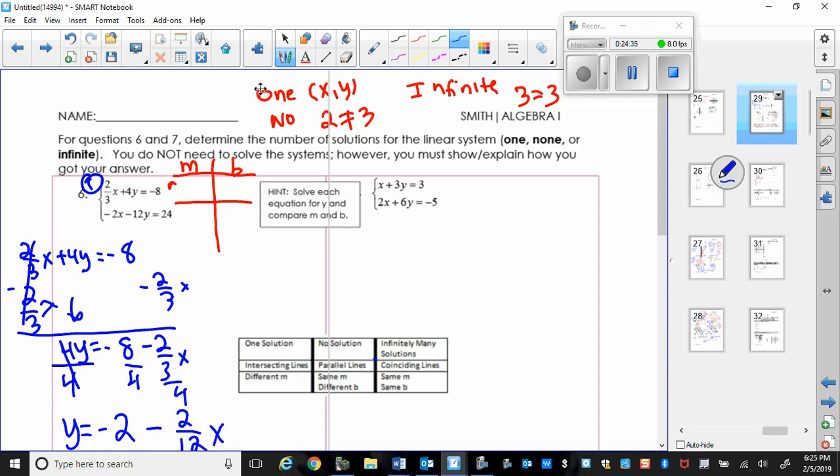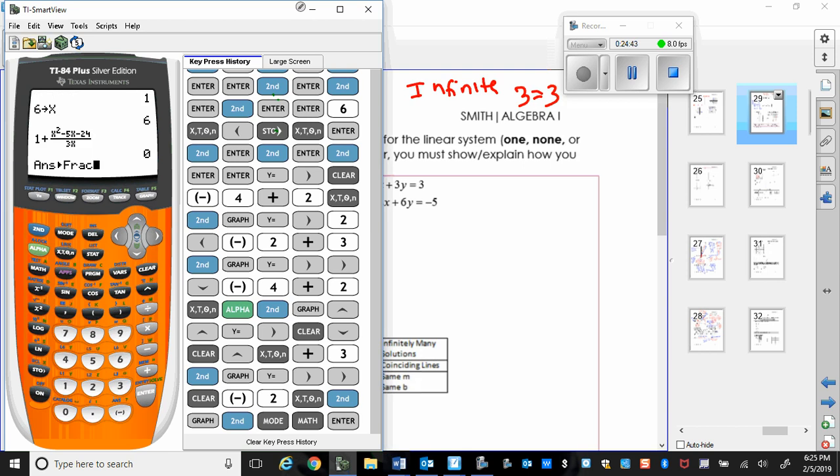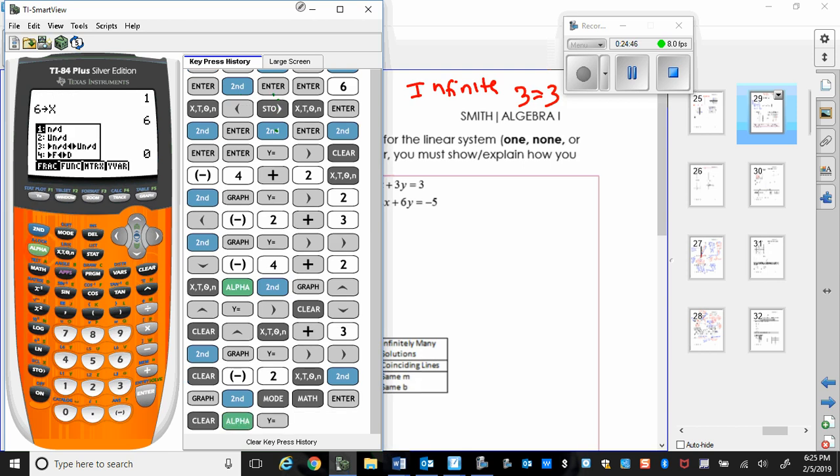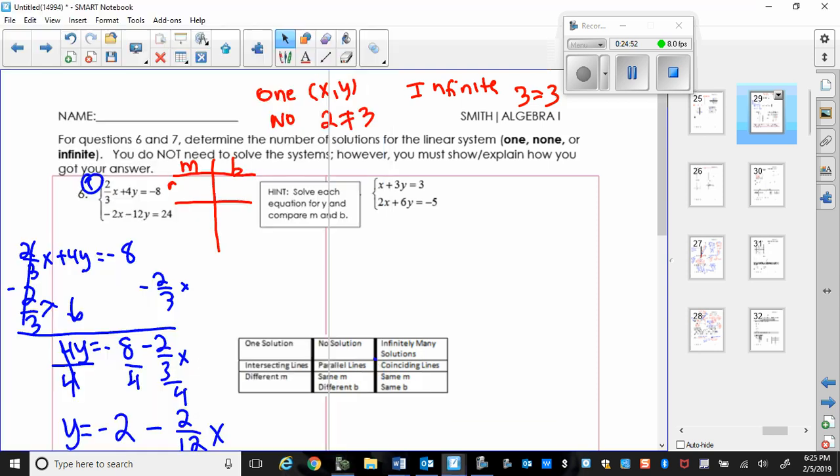Now I want to simplify negative 2 over 12, so I'm going to go to my graphing calculator, press second mode, press math, enter, press alpha y equals, we're going to just put it in fraction form, negative 2 over 12. This simplifies to negative 1 over 6. So my slope for the first equation is negative 1 over 6. My y-intercept is negative 2. So we want to make sure that slopes are not the same in order to get one solution.